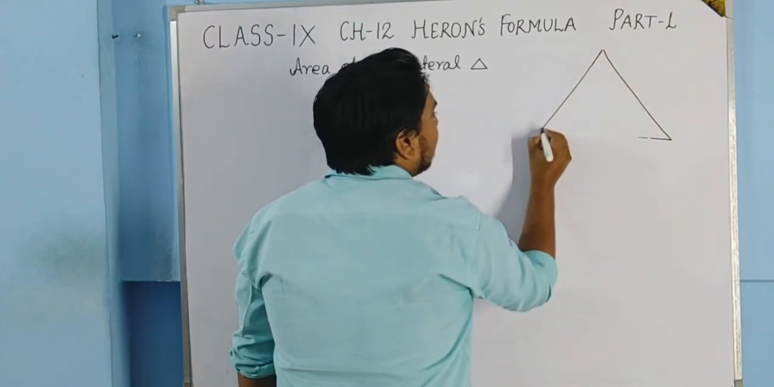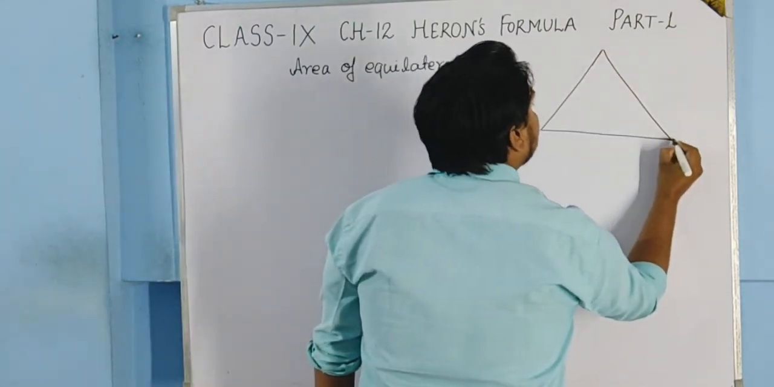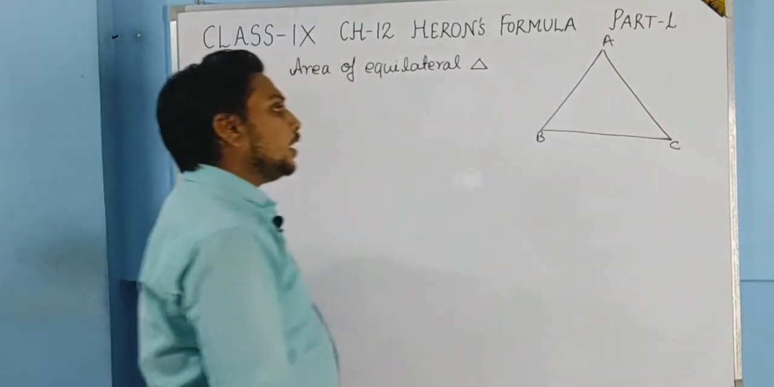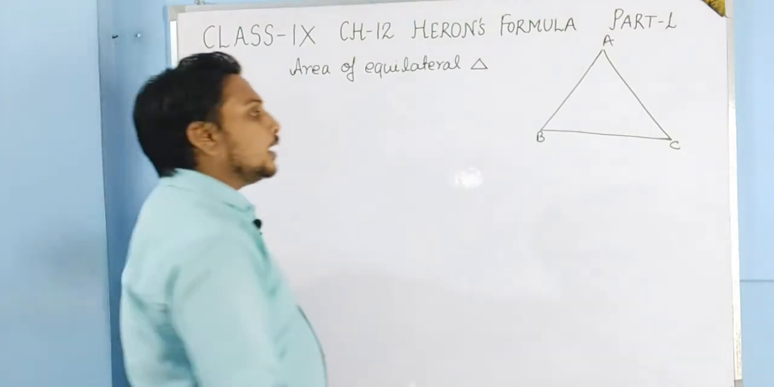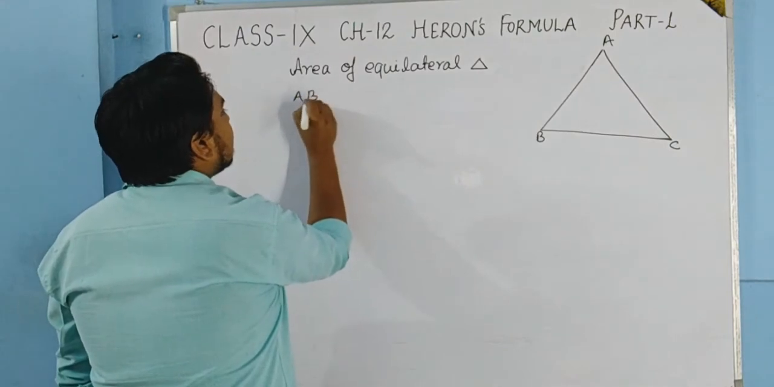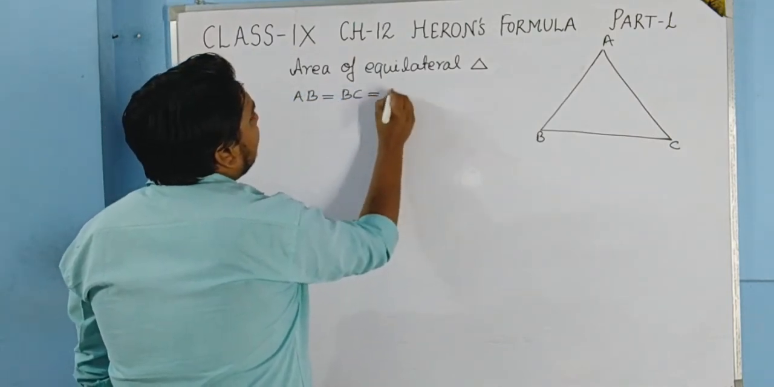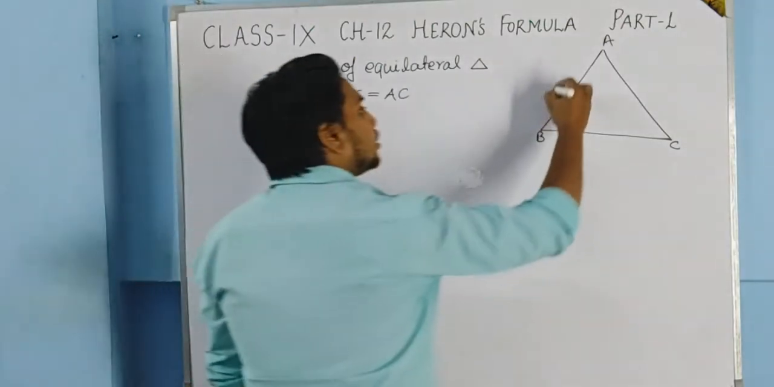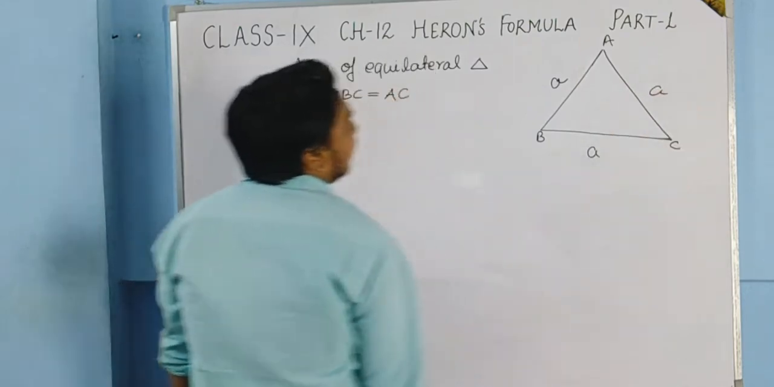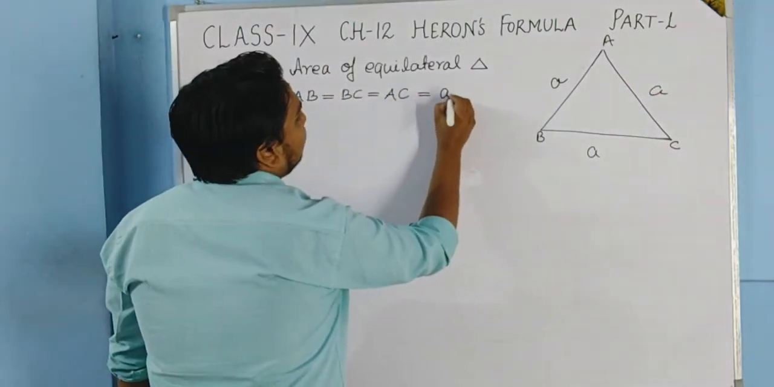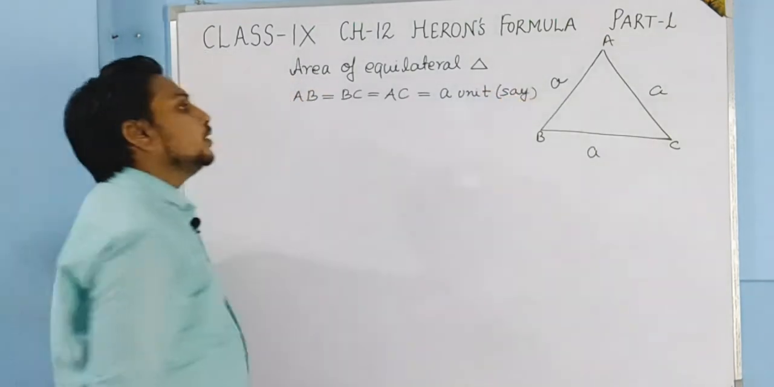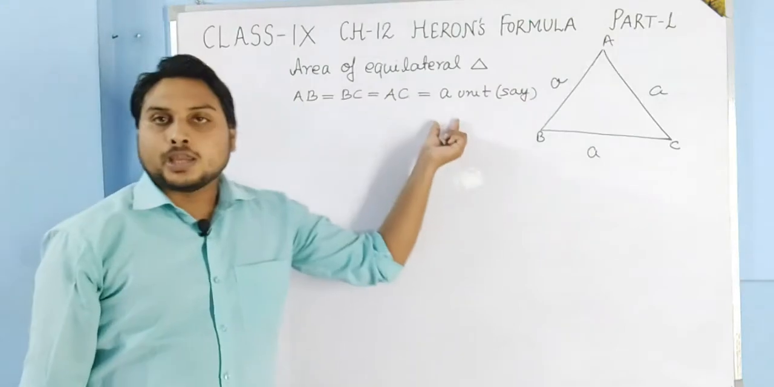We know very well that in an equilateral triangle all sides are equal to each other. Its main property is that all its sides are equal, meaning AB is equal to BC is equal to AC. So if we suppose that one side is a unit, then all its sides are equal to a unit. Here let us say that the length of the sides is equal to a units.